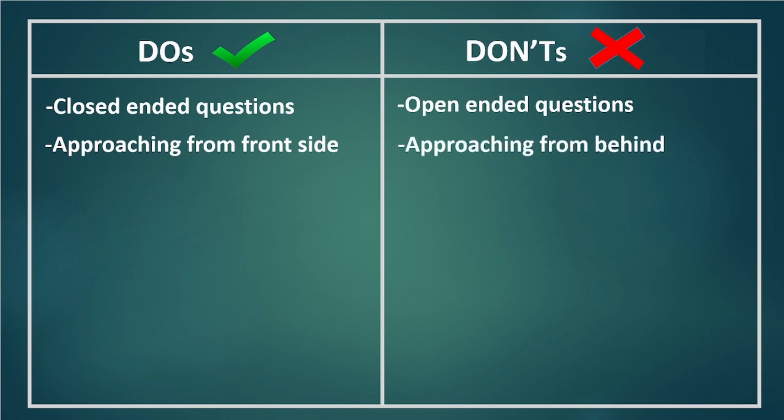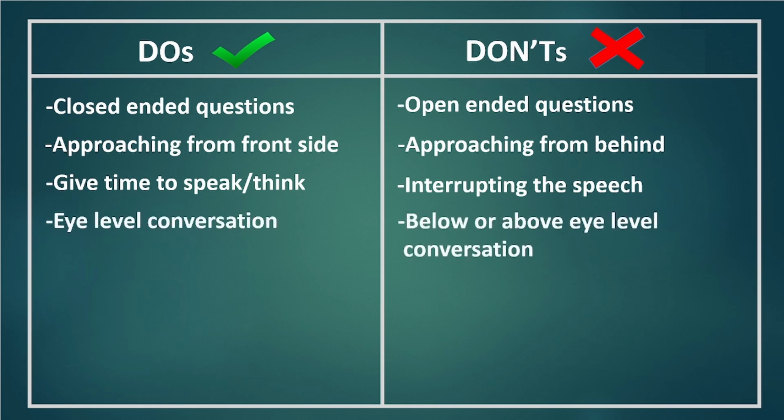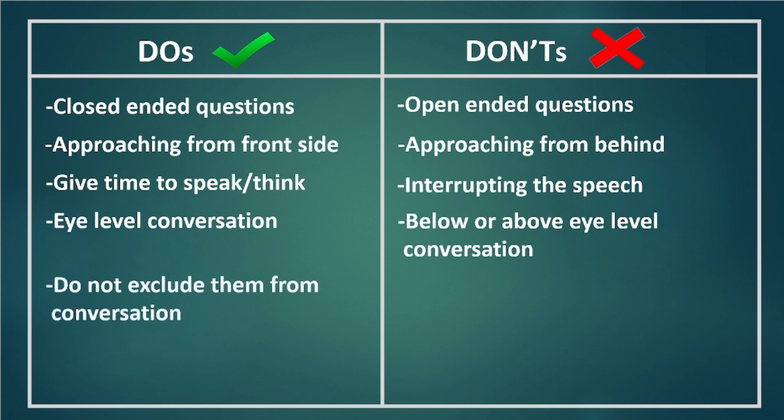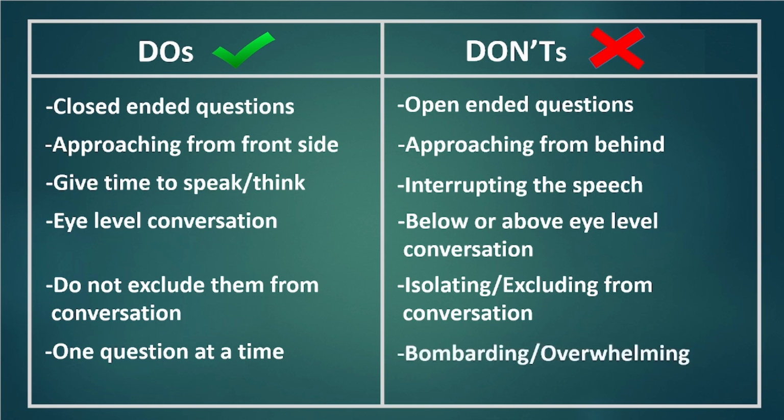Approach from the front instead of from behind. This will prevent them from being anxious of being attacked from behind. Give time to speak and think, and never interrupt during their speech. Have eye-level conversation instead of below or above eye level to give them comfort in communicating. Do not exclude them from conversation. Isolating them will make them feel inferior to others, which can trigger behavioral issues. One question at a time. Bombarding them with questions can cause confusion and agitation.